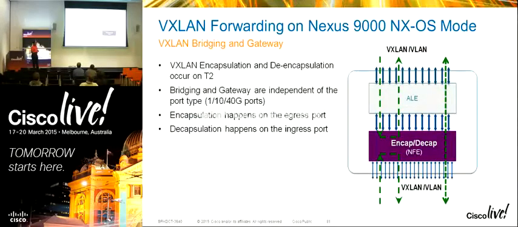Now, how we do VXLAN packet forwarding is another important thing to know. VXLAN encaps and decaps are done on the Trident 2 chipset, which comes from Broadcom, which is a standard, right? We don't do any magic on it. So bridging and gateways are simple and easy. All 1 gig, 10 gig, and 40 gig can be done independent of the chipset in this case. Encapsulation happens at the egress port and decapsulation happens on the ingress port. Simple.